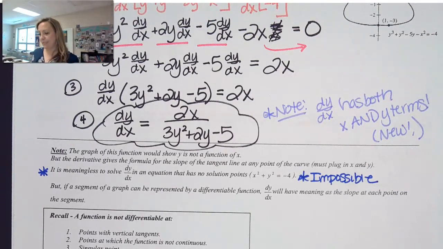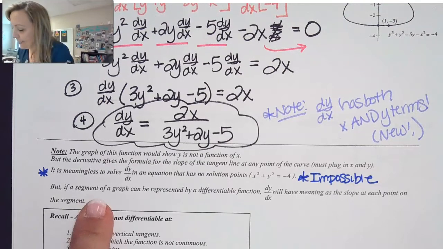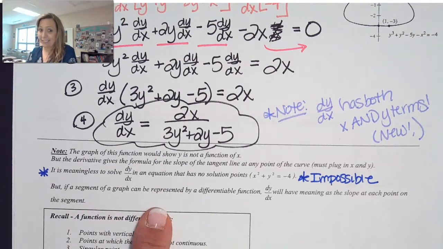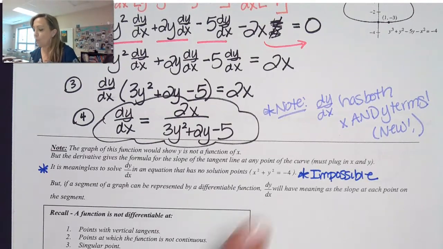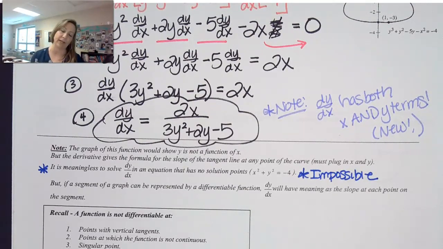But there might be some graphs or some equations that have some places that are not differentiable, but if a segment of the graph can be represented by a differentiable function, even if it's just a segment of the graph that can be represented by the differentiable function, then dy dx will have meaning as the slope at each point on the segment, okay? So even if the whole graph on its own isn't differentiable, if there's a segment of it that is, then you can apply this for that specific segment.